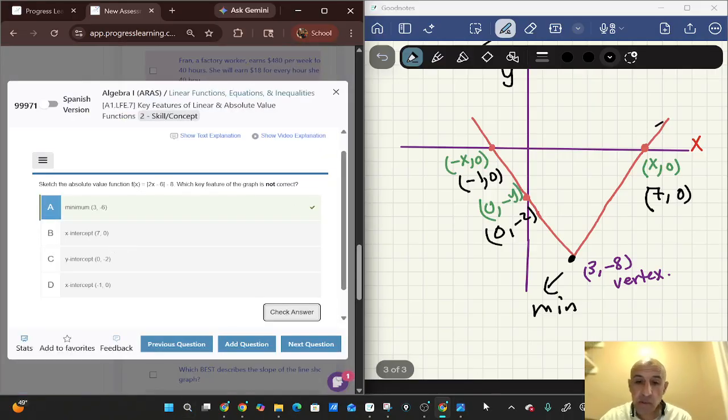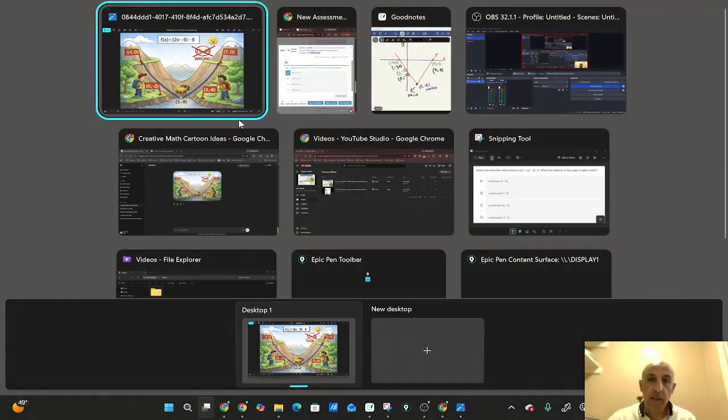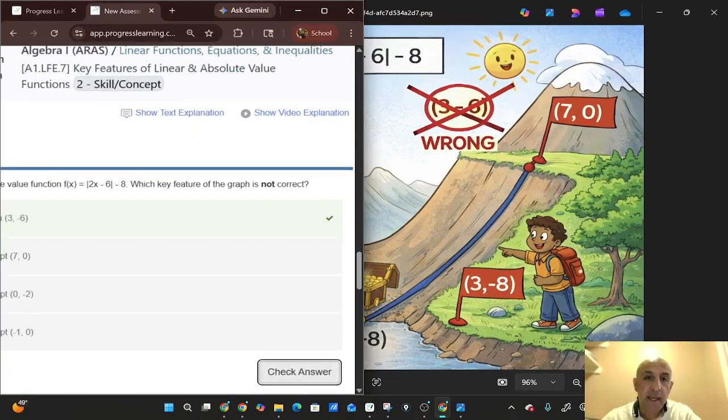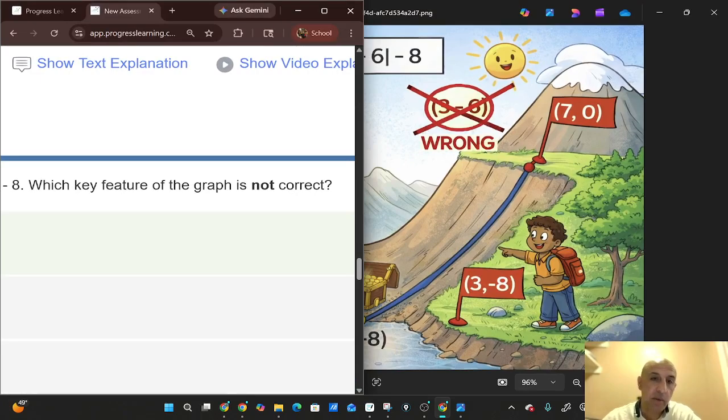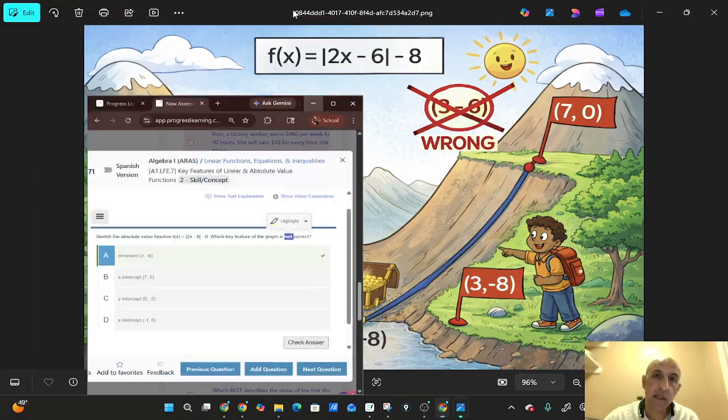Sometimes you need to be careful when you solve the problem. Maybe you reach the answer, but reading the question is very important. For example, as we said, this question is asking which feature of the graph is not correct. So here the word not will change your direction to choose the right answer. The right answer is A, not B, not C, not D.